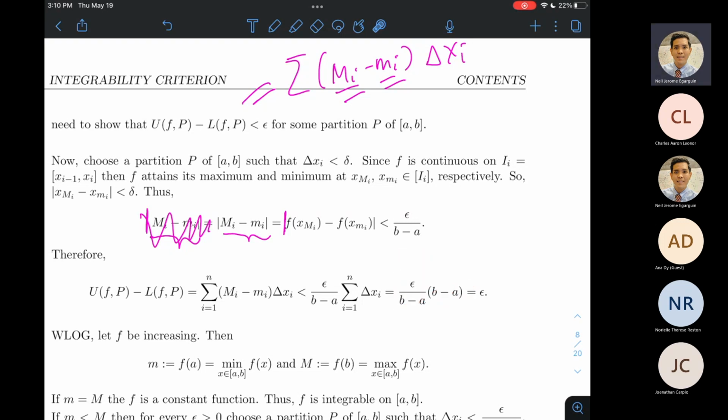So what we have shown here is the possibility of finding or constructing a partition inducer such that its upper minus lower sum is less than epsilon. And that ends the proof. Sapat na ikaw ay continuous at bounded para maging integrable. All right? Questions?